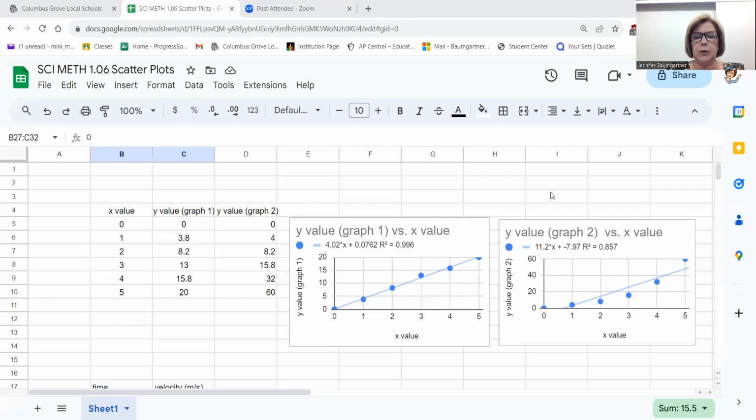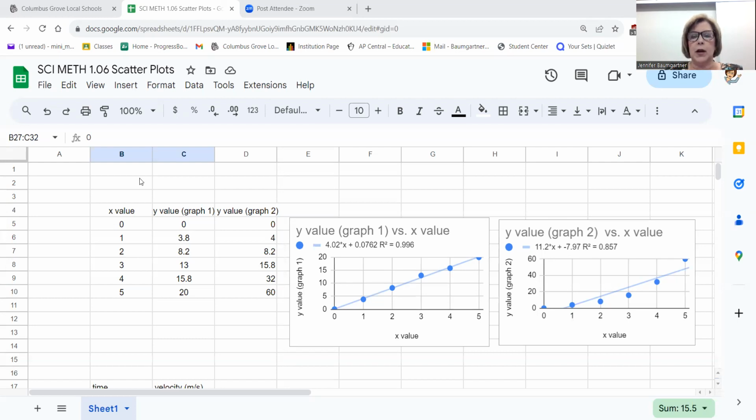So I have a couple of graphs here that I created, and these are my x values. I just gave it 0, 1, 2, 3, 4, 5. For the first graph, I had these values. For the second graph, I had these values. And I show the equation of the lines right here. And we have this thing called this R value or R squared value.